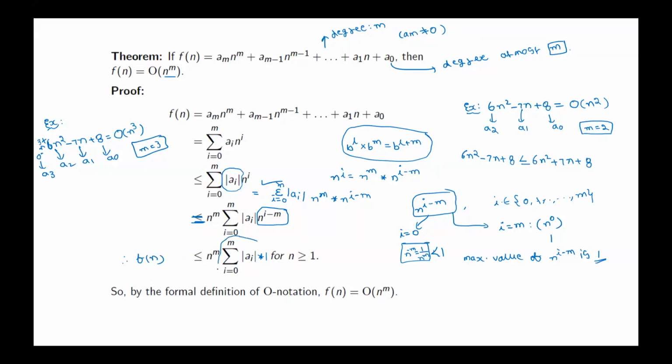What is the c value here? This entire thing is c. Whatever previous example we discussed, that's what we have taken. The c value is the sum of the modulus of the coefficients.